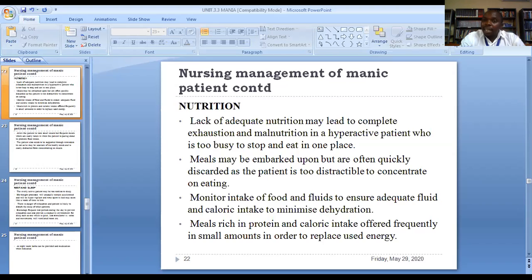So here, just as nurses allow the patient to eat as they move about, save them meals that they can eat even as they move about. So monitor intake of food and fluids to ensure adequate fluid and caloric intake to minimize dehydration and malnutrition, respectively. So meals rich in protein and calorie should be offered frequently in small amounts because these patients will not sit down for a long time to eat. This will help to replace the lost energy through the strenuous activities they perform every day.